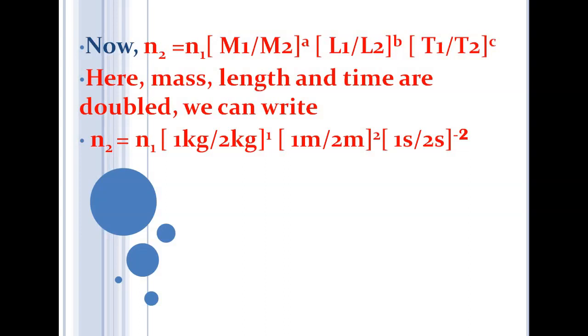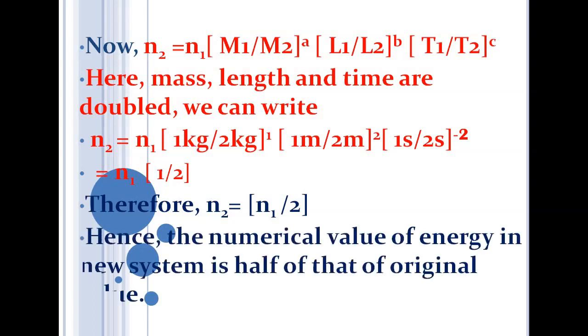Now cancel the kg, that is 1 by 2 power 1. Cancel the meter, that is 1 by 2 power 2. Cancel the second, that is 1 by 2 power minus 2. 1 by 2 power minus 2 and 1 by 2 power 2, these two terms are cancelled. 1 by 2 is left, so n2 equals half of n1. So the numerical value will be half of the original value.